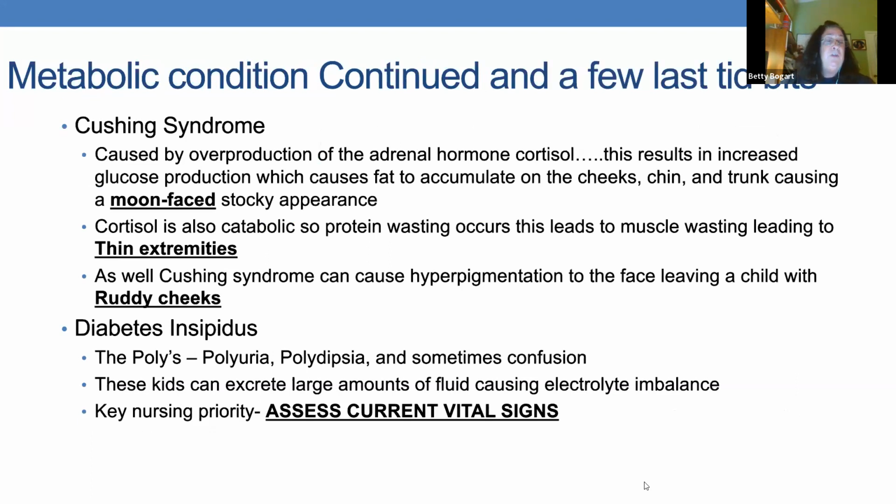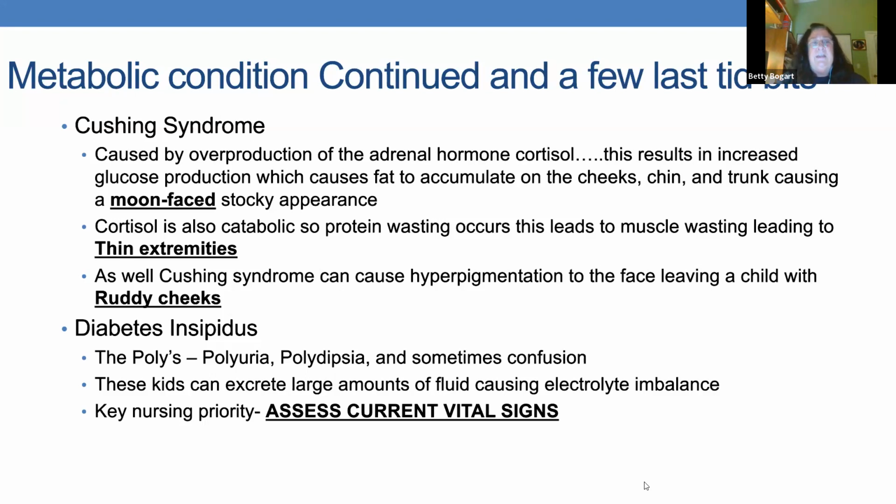Now, an adrenal issue that can happen is called Cushing syndrome. And Cushing syndrome is when you get too much steroids. Usually this is, you've been ordered it for a disease and your body goes into this Cushing syndrome. It's an overproduction, caused by these steroids, of the adrenal hormone cortisol.